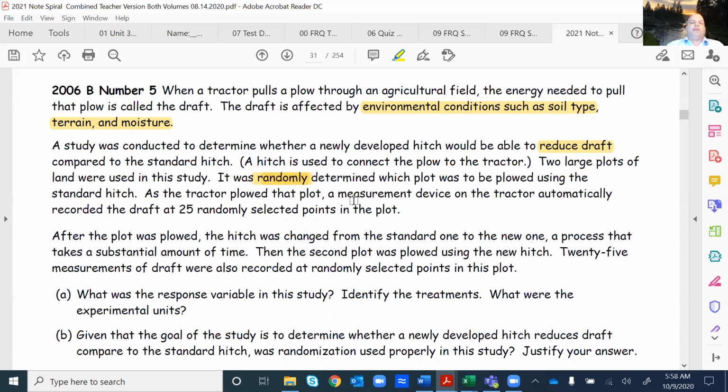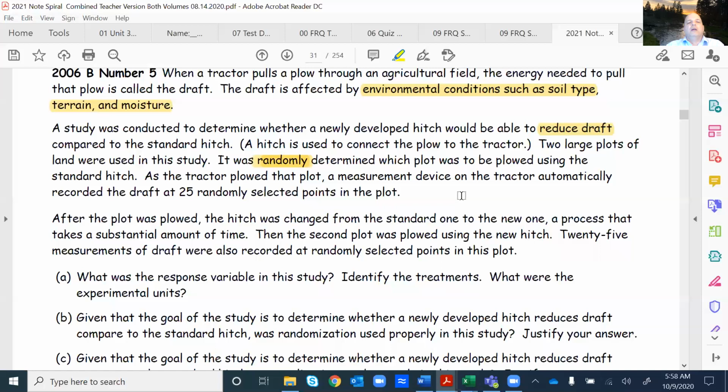So basically, maybe they flipped a coin and it's like, oh, this field gets the standard hitch and this other one gets the new hitch. So after the plot was plowed, the hitch was changed. And then the second plot was plowed using the new hitch. Now, this is really important. The standard hitch was used to plow one field, and this new hitch was used to plow the second field. Okay? So obviously we might have an issue because there could be a difference in fields, but we'll get to that later.